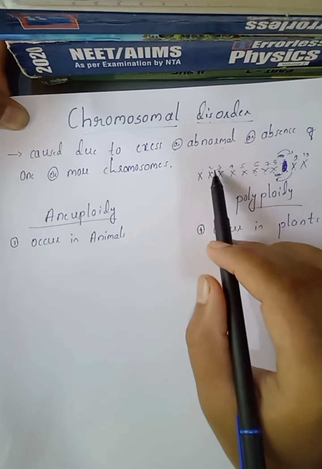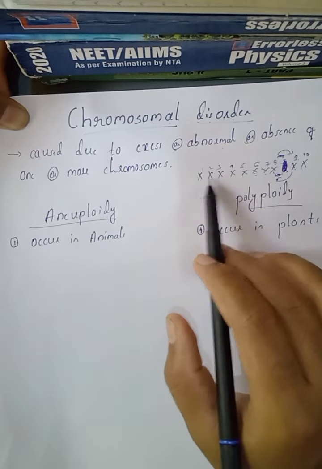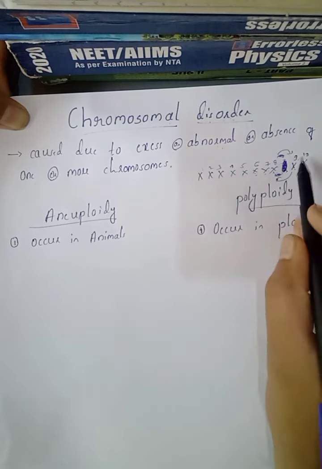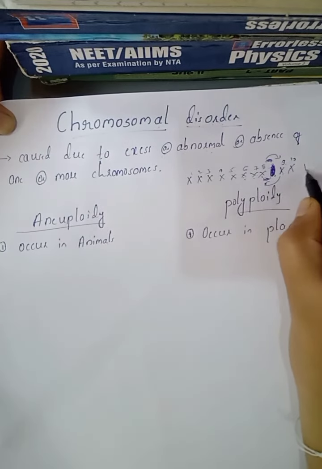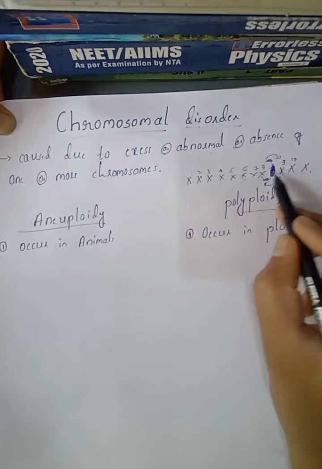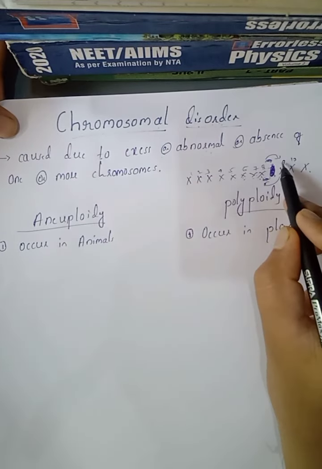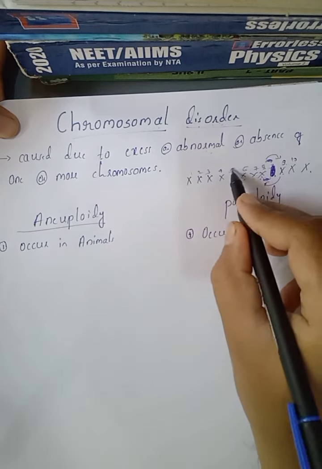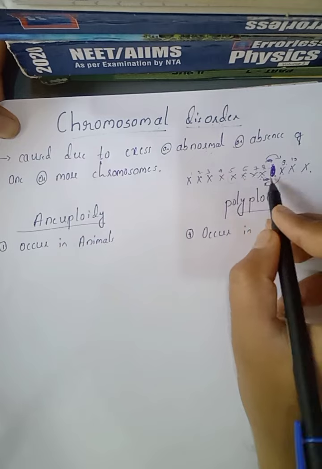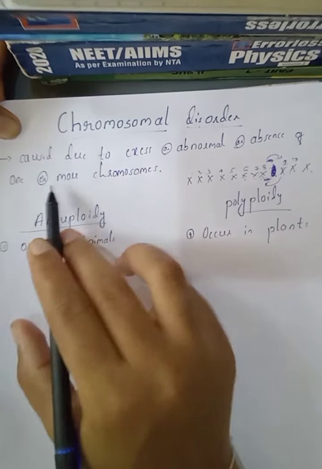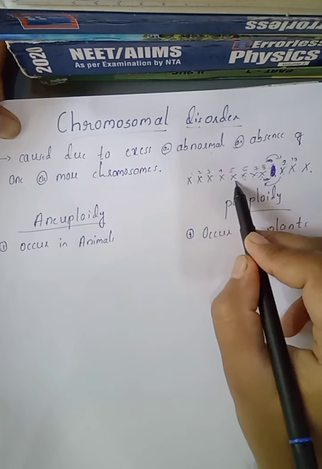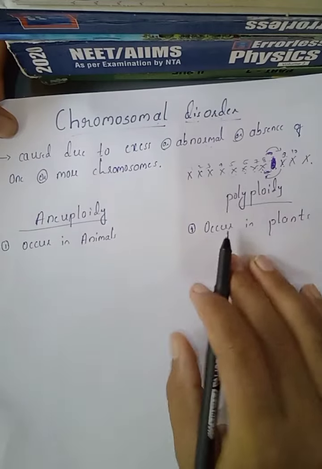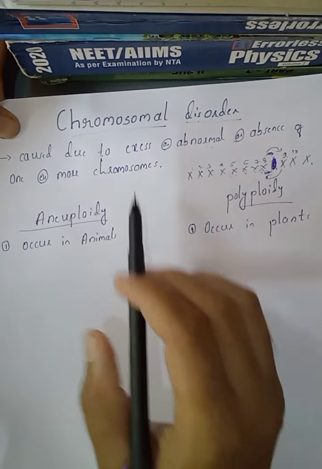Take an example: a normal human body has a series of chromosomes arranged like 1 2 3 4 5 6 7 8 9 10. Excess means an extra chromosome is present. Abnormal means the 8th position chromosome changes to the 9th position, and the 9th goes to the 8th position. Absence means, for example, the 5th chromosome is absent from the normal human body. It is one or more chromosomes, not only the fifth; two can also be absent. That is a chromosomal disorder.